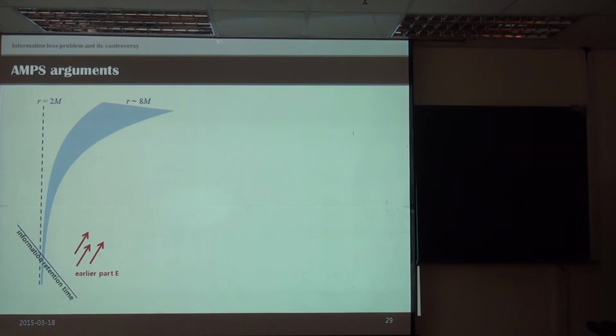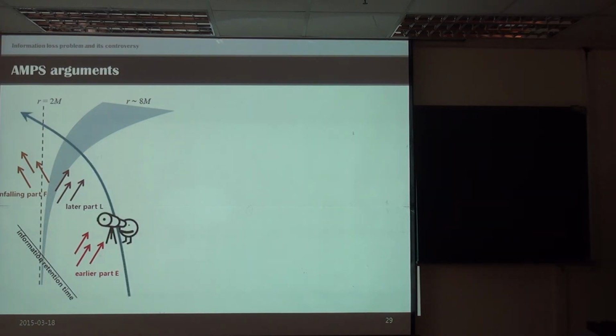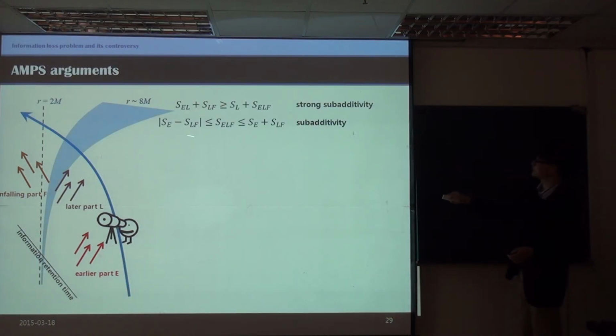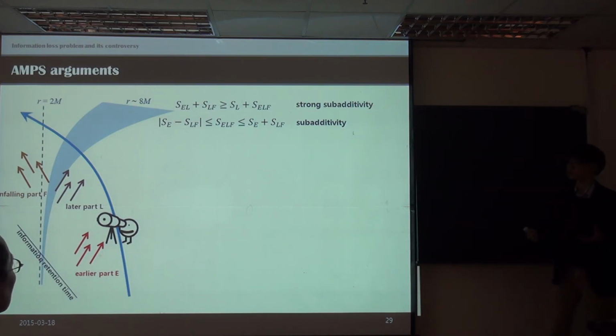There are three parts. One is the earlier part of Hawking radiation before the Page time. The other part is the later part of Hawking radiation after the Page time, and the other part is the ingoing counterpart of Hawking radiation. Let's say that it is F. Then using these three subsystems, we can calculate the entropies. These two inequalities are satisfied for all systems: strong subadditivity and subadditivity.